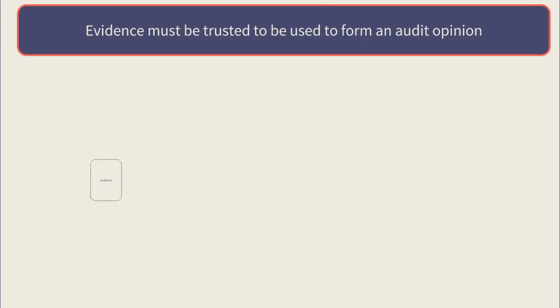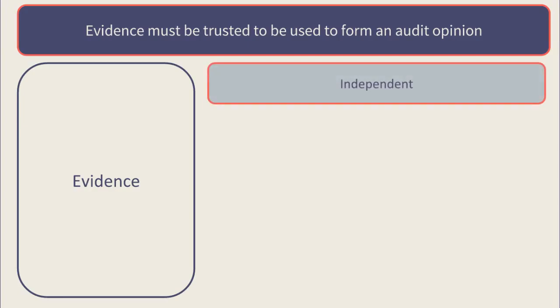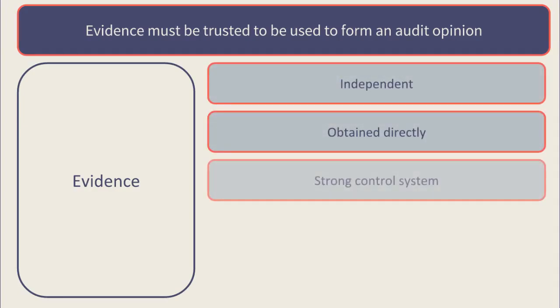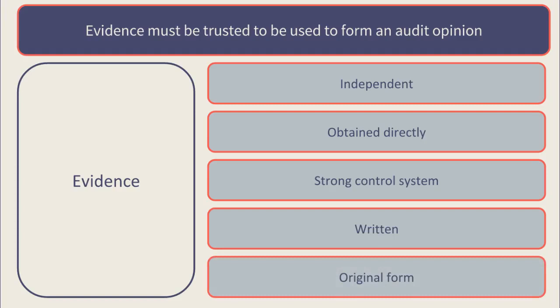Therefore, ideally, evidence should be independent, obtained directly by the auditor, if obtained from the client, then from a strong control system, written and in its original form. If auditors can obtain evidence that represents all of the points we've just mentioned, then very little else needs to be obtained for that area.